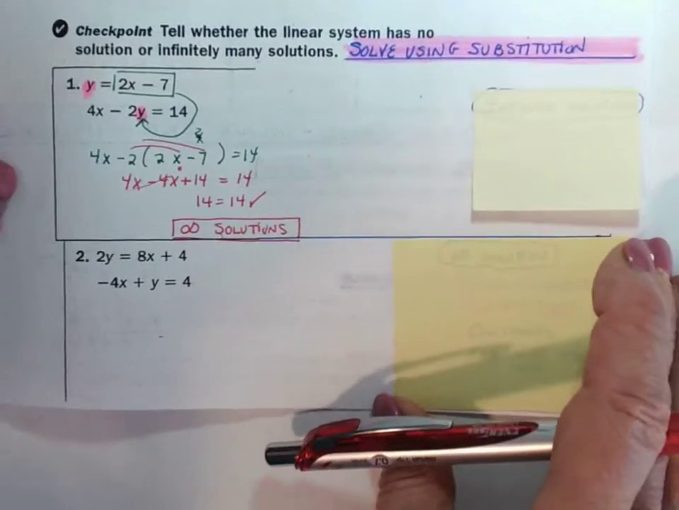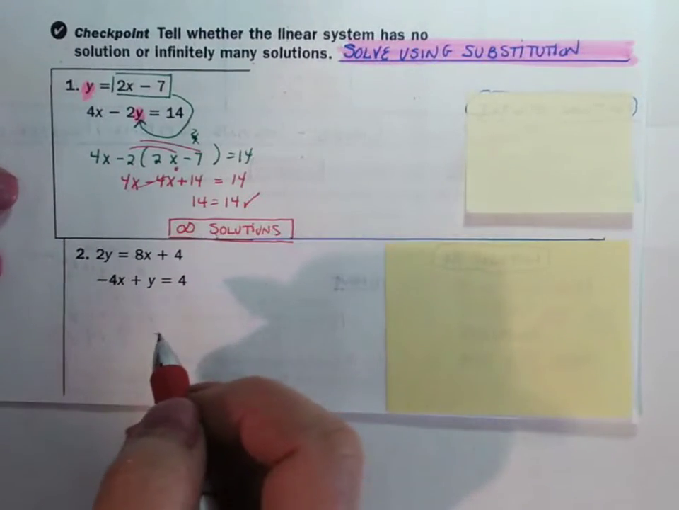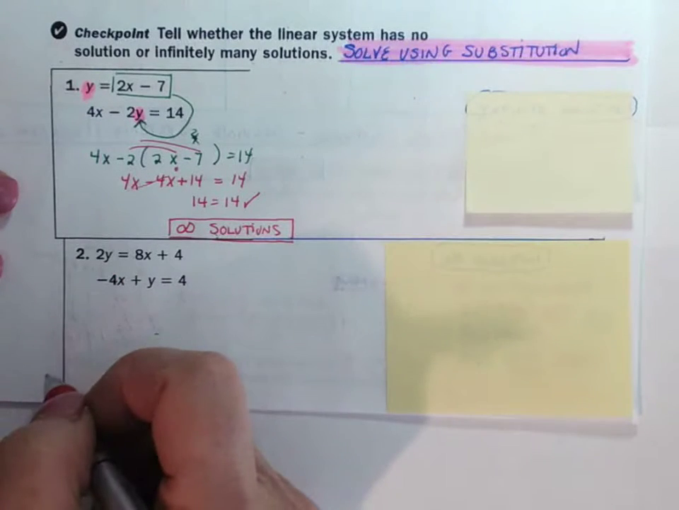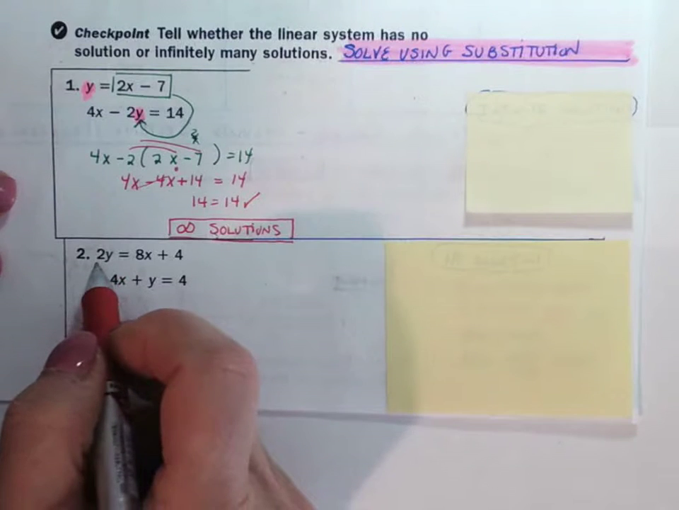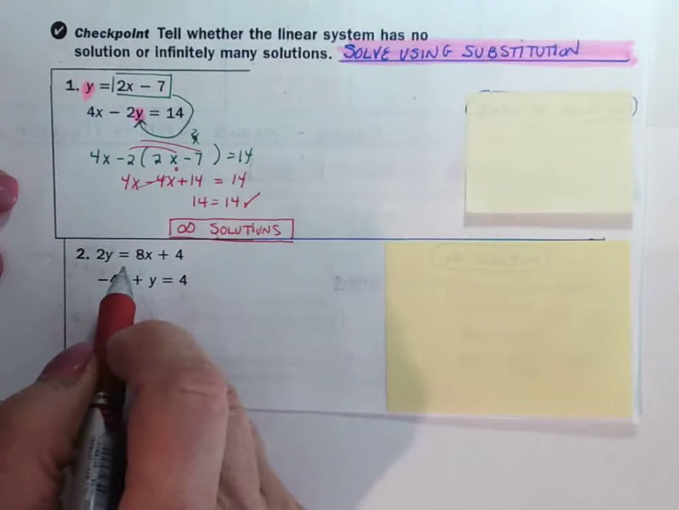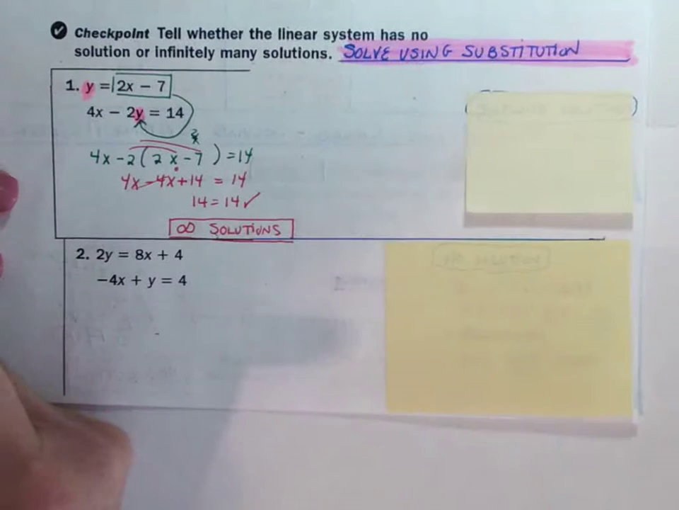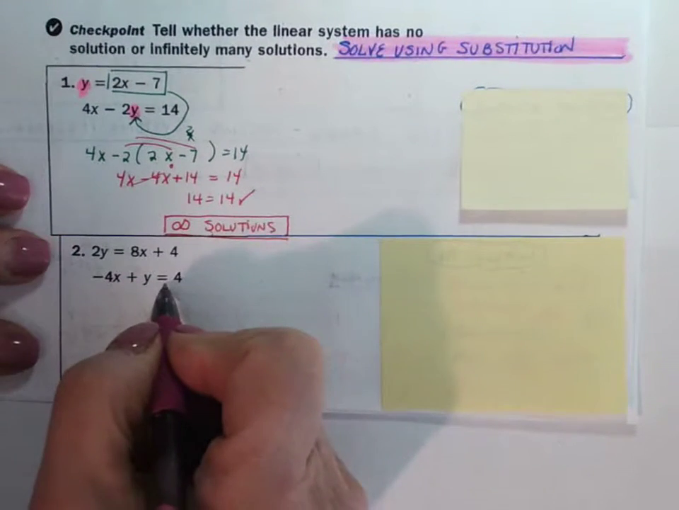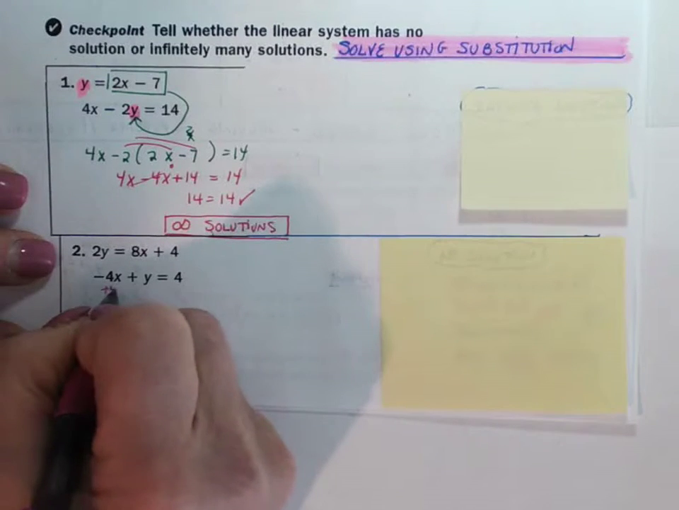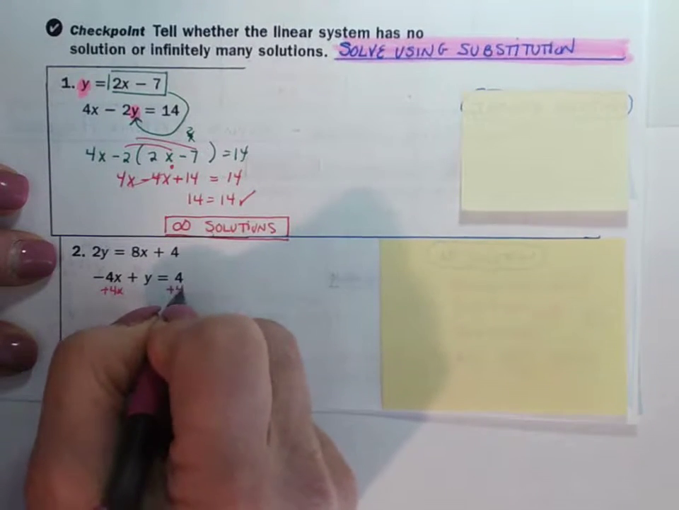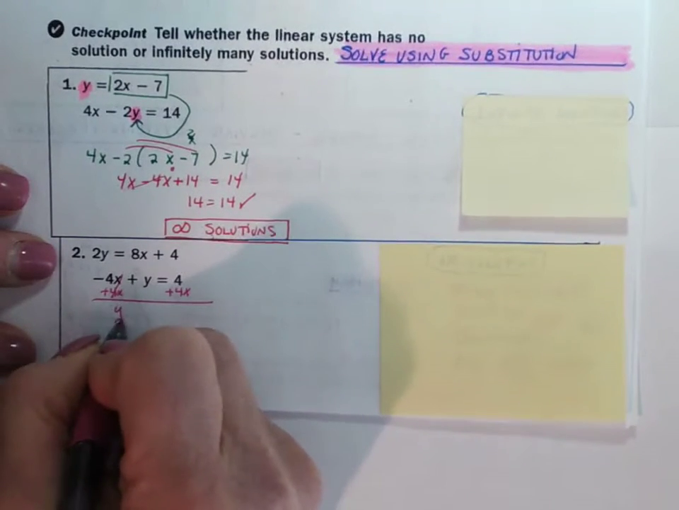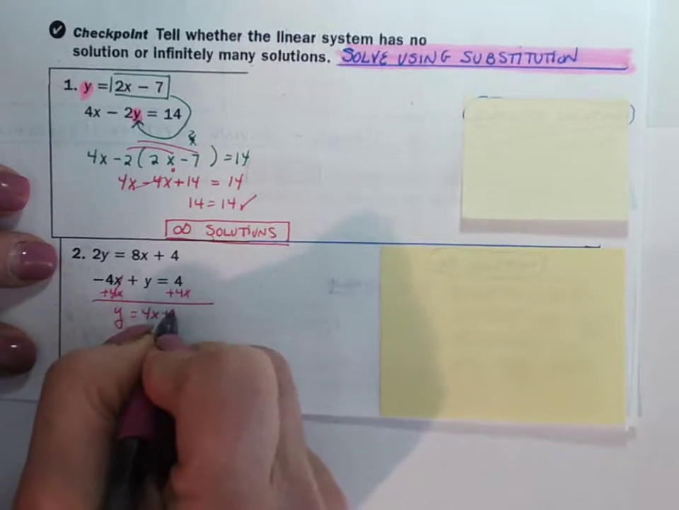So now we're going to do the second one. We want to use the substitution method, but we have a little problem here. We have to isolate one of the variables. So I see that there's two choices. If I want to use the first equation, I'm going to divide everything by 2. Or I can look at the second equation and I can add 4x and add 4x, and I get y equals 4x plus 4.